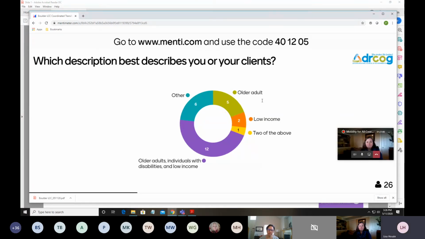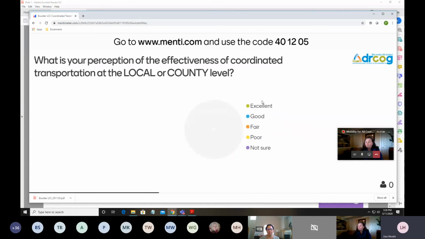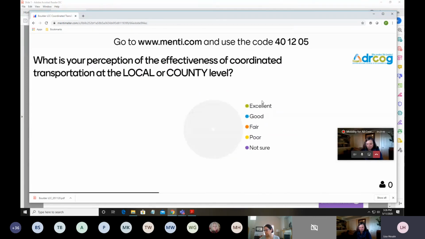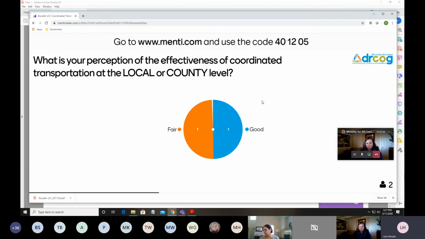All right, looks like the majority are all 3 of those options and then a few others. Go to the next question. So these are some questions that we asked for the previous plan, so we'll be able to compare also, which will be helpful. So what is your perception of the effectiveness of coordinated transportation at the local or county level?